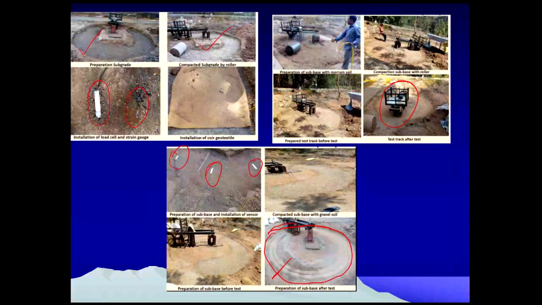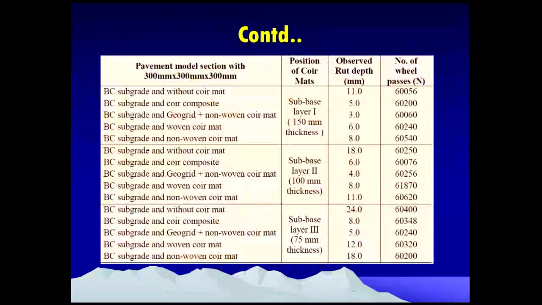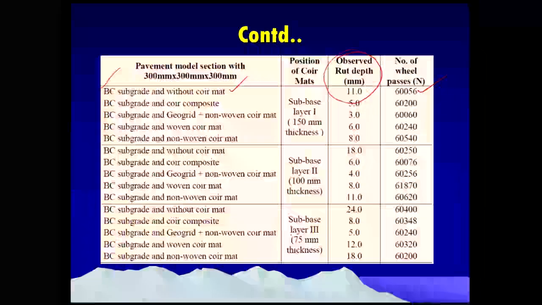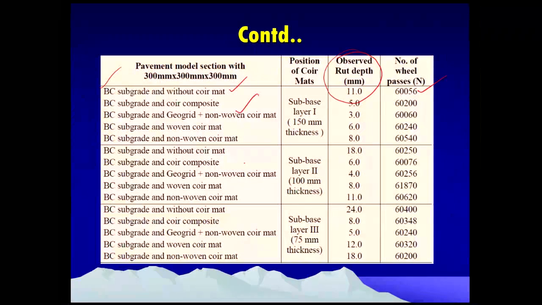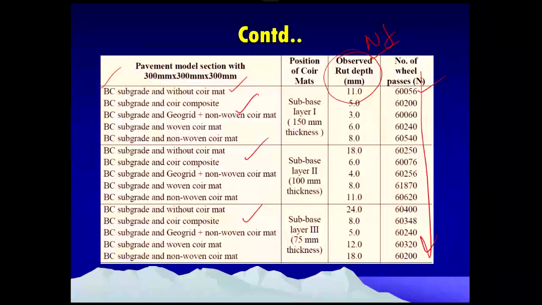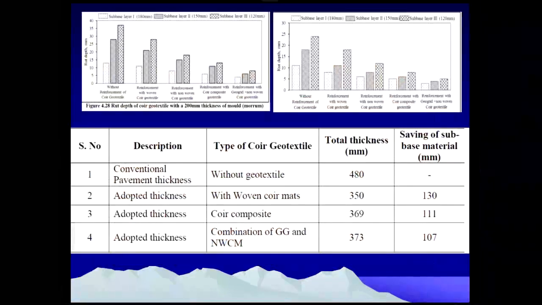So we got an enormous amount of data. This is what we have done in the laboratory, as I told you. Different combinations: BC soil subgrade with and without coir mat, observed at a depth of 11 mm, this many cycles. One combination, two combination, three combination, this is the layer, and this is the NF, the number of repetitions at which the pavement goes to failure at the design life. I am simply showing glimpses of the analysis.